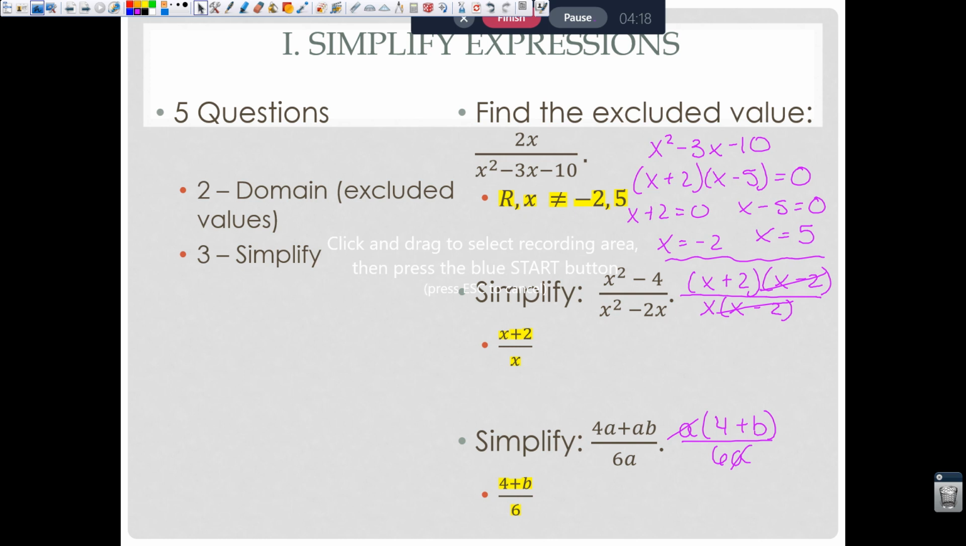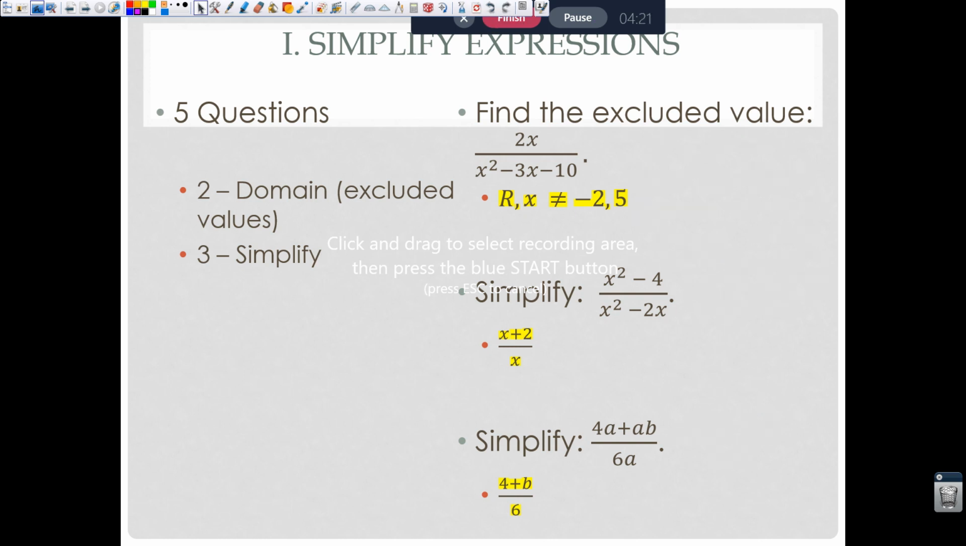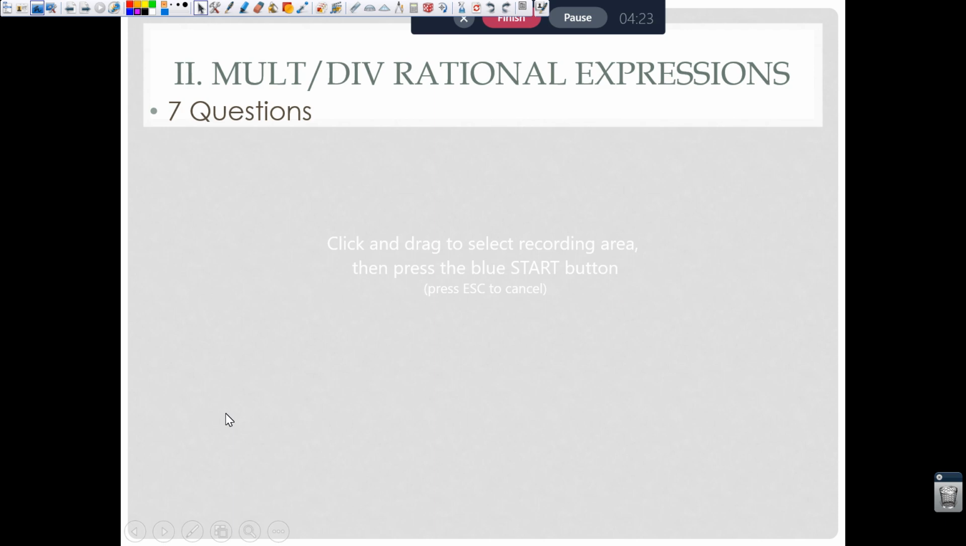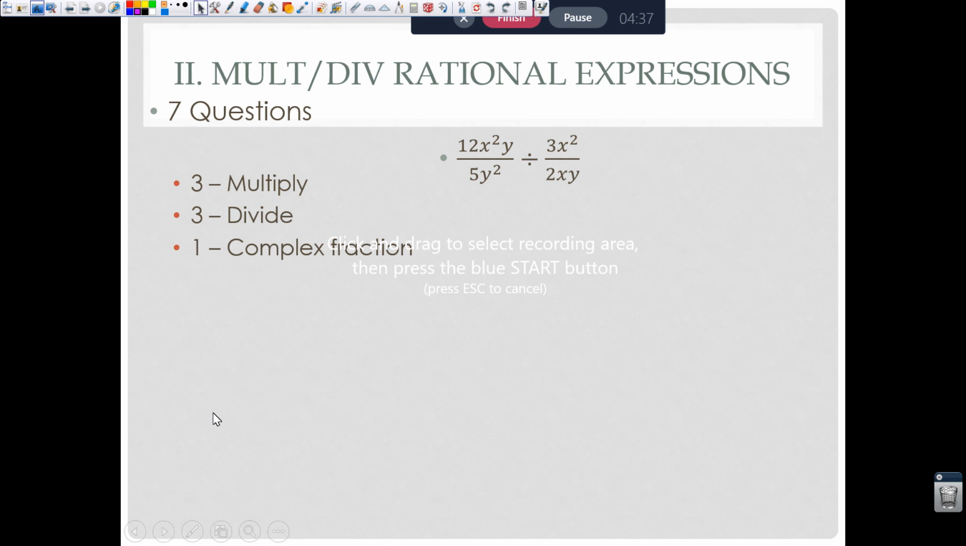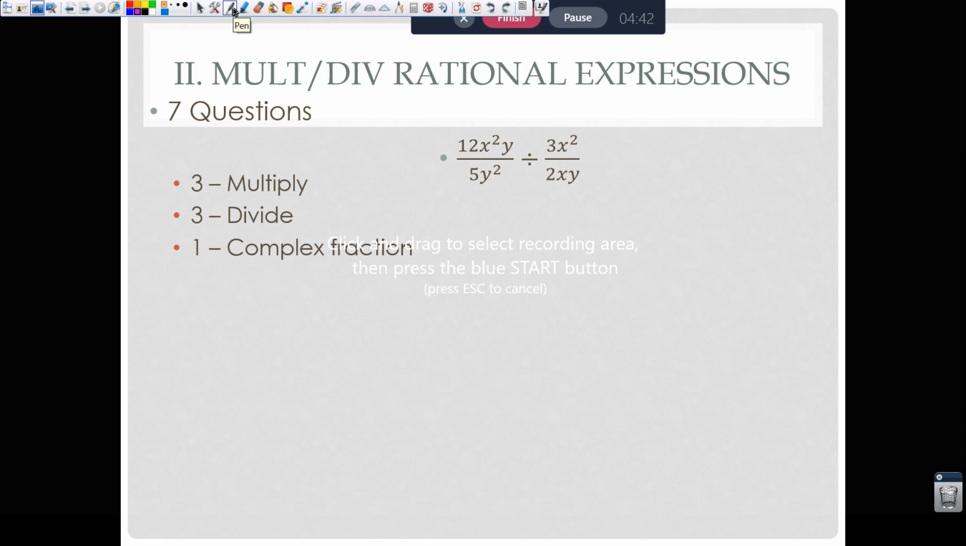Okay, let's see what else is going to be on our test. So we're going to have 7 questions on multiplying and dividing rational expressions. 3 questions on multiplying, 3 questions on dividing, and we're going to have 1 complex fraction. Okay, so in this case we are dividing. Remember, when we are dividing 2 fractions, we keep the first term, we change the sign from division to multiplication, and we flip the last term. So I'm going to keep, change, flip.